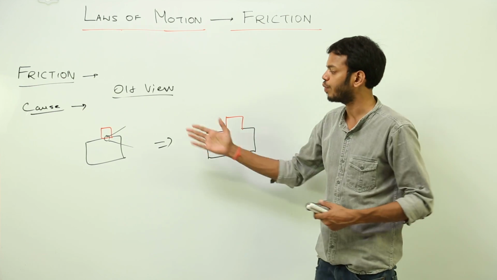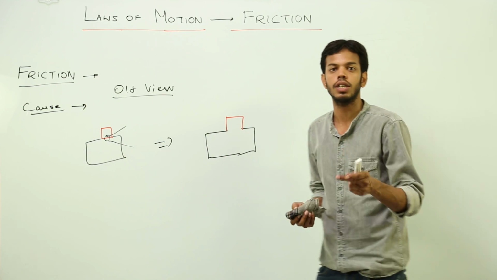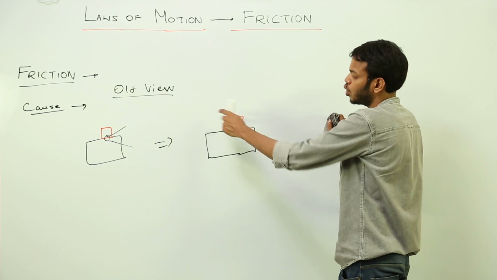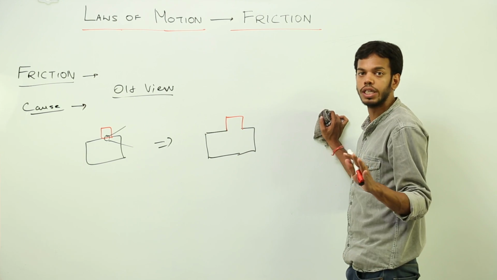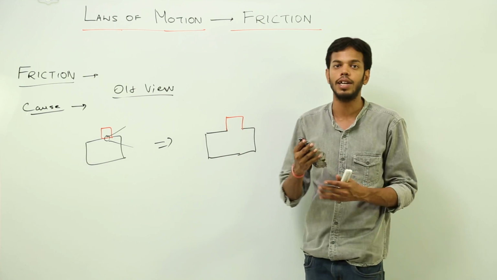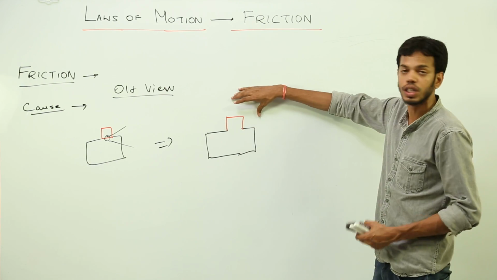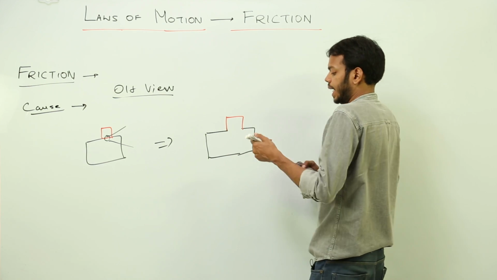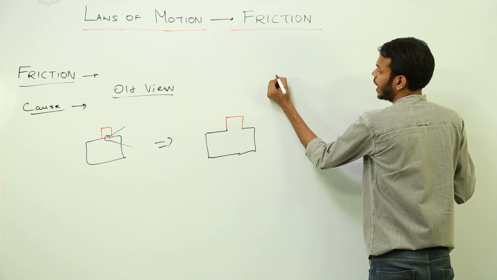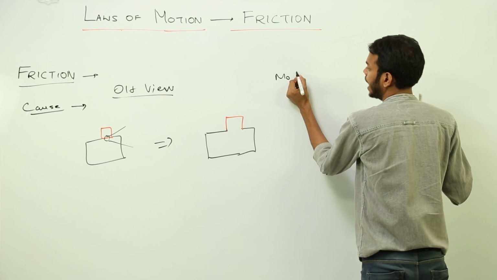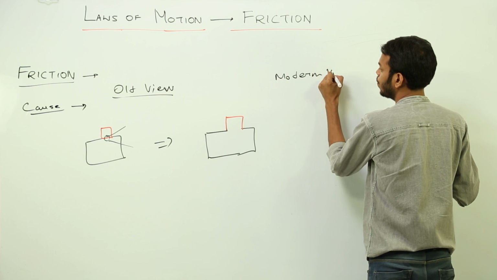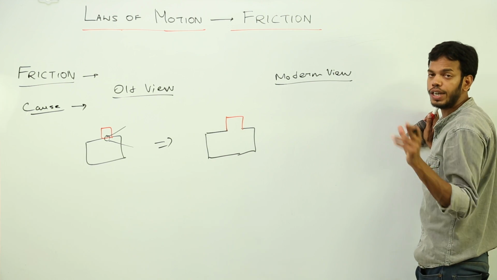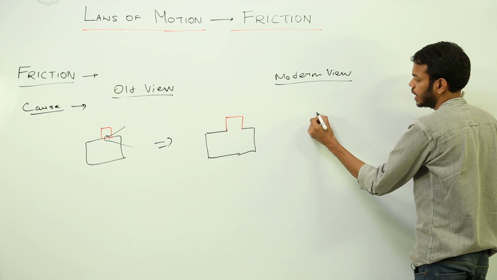So what went wrong? According to the old view, the cause of friction was the interlocking between the projections. But when I joined these two bodies after completely smoothing them, the bodies coalesced to form one body. That means frictional force increased infinite times. So the old theory was wrong, and that is why the old view was discarded and we have a modern view, which says that friction is not because of the interlocking of projections.